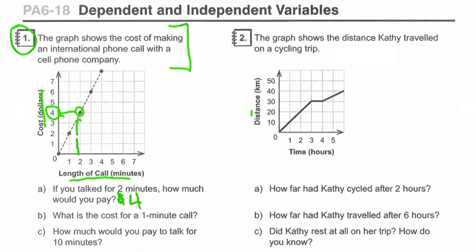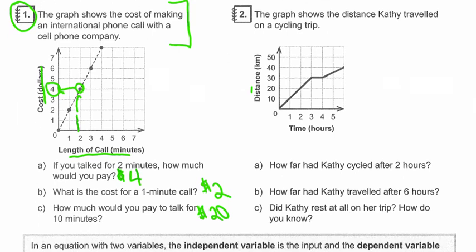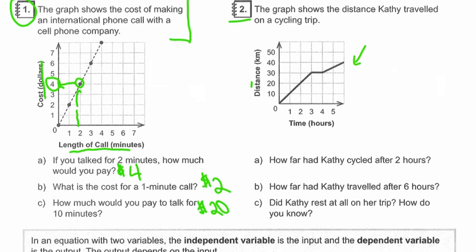What's the cost for a 1-minute call? Well, if you do the same thing, it's about $2. How much would you pay to talk for 10 minutes? Well, it looks like this is going at $2 for every minute, so I would expect 10 minutes to cost $20. So you would continue that pattern and see if you can figure that out. So try out number 2, and you can see the graph is a little bit different on that one. Let's move on.